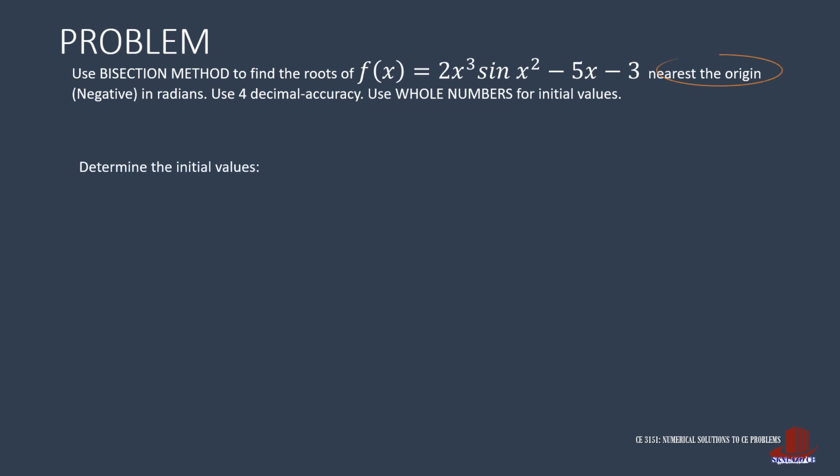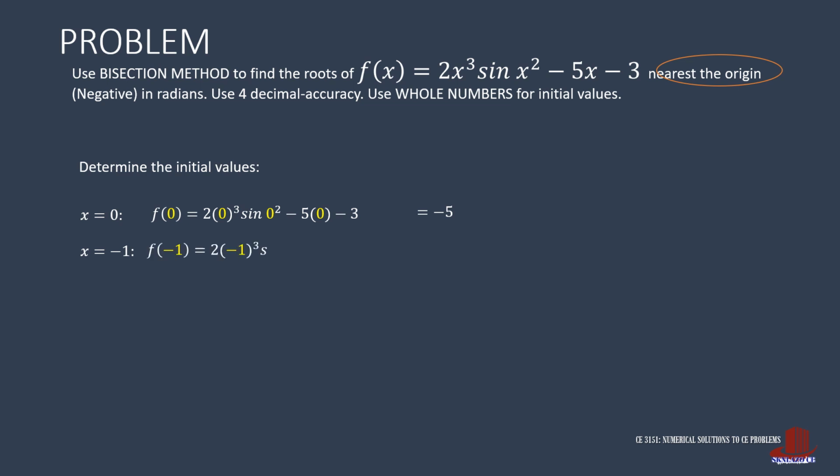Nearest the origin, we use x of 0. The function then becomes twice of 0 cubed with sine of 0 squared minus 5 of 0 minus 3. The result is negative 5. Assume a negative number this time. Say we take negative 1.